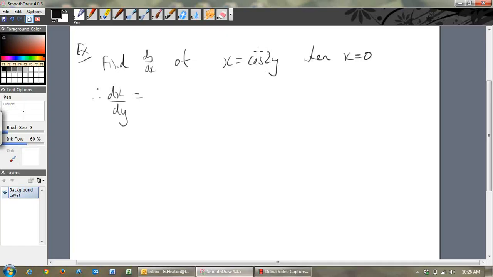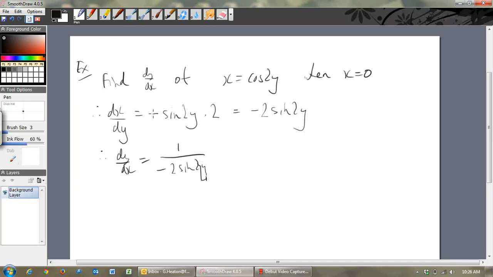So differentiate the outside. What's the differential of cos? It's negative sine. We write the inside, we leave that as it is, 2y, and then we multiply this whole thing by the derivative of what's on the inside, 2. So that's just negative 2 sine 2y. And get good at those, get really, really fast at that. Therefore, dy by dx is just that upside down, so it's 1 over negative 2 sine 2y.